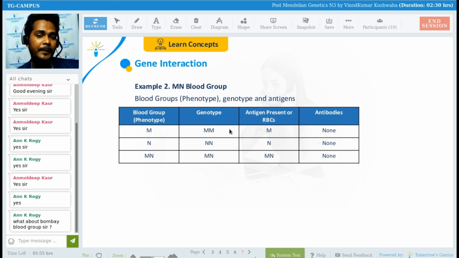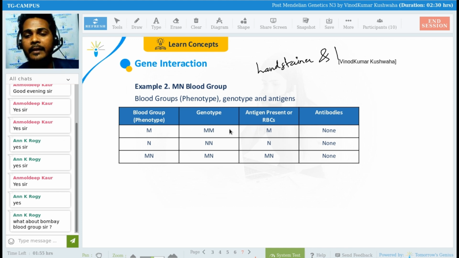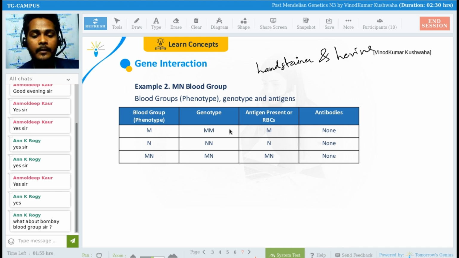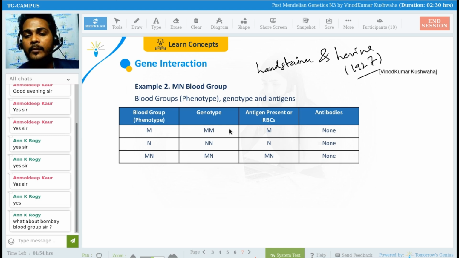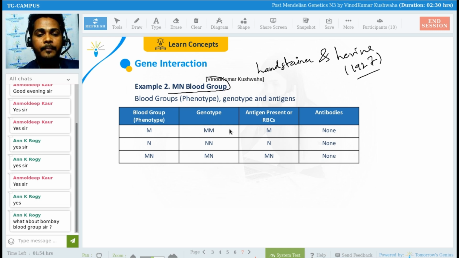Landsteiner and Levine, in the year 1927, discovered this MN blood group system. So it was discovered by Landsteiner and Levine, these two men, in 1927. This is also an example of codominance. Now let's see how.